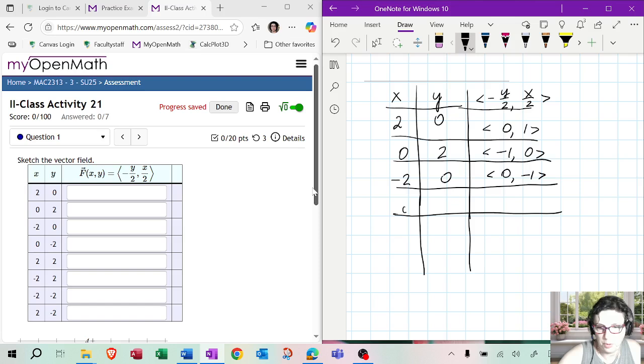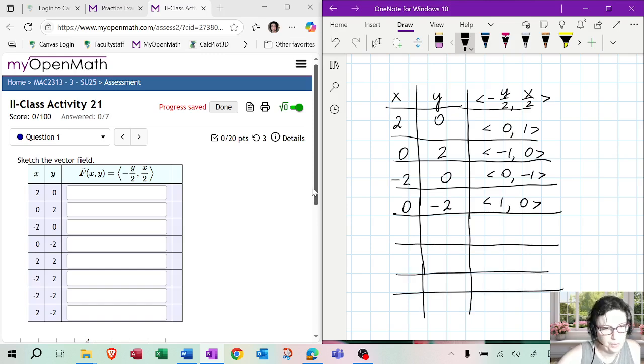Okay, the next point is 0, negative 2. Substitute 0 for x and negative 2 for y. That will actually become positive 1, 0. Okay, next point. So far we've got 4 of them, so we've got 4 more. How about 2, 2? You should be able to see the pattern there. With 2, 2, both x and y are the same, so it doesn't matter. This is just going to be negative 1, 1.